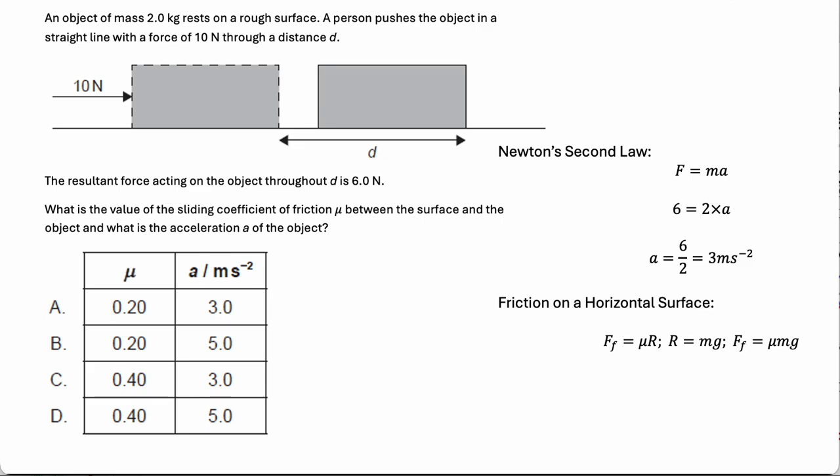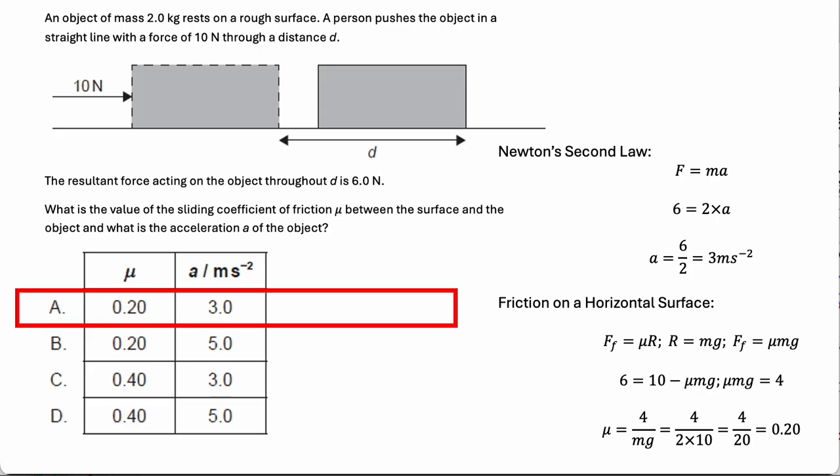Now, in order to calculate the coefficient of friction, we need to know the friction force. We know that because the resultant force is 6, the applied force is 10, and so therefore we must have a friction force of 4 acting on this body, and so therefore our frictional force mu mg is equal to 4. We know g is 10, we know the mass is 2, so it's a bit of a rearranging, and we end up with 0.20 there, which gives our answer A.